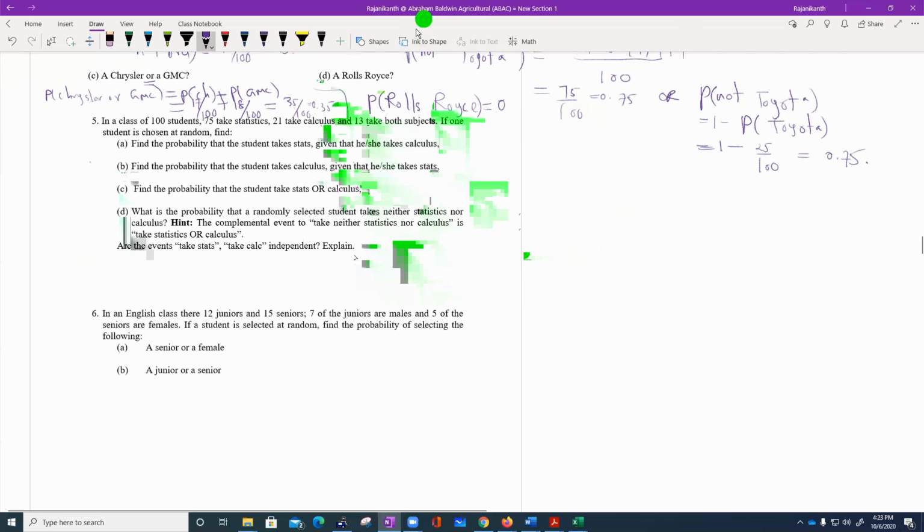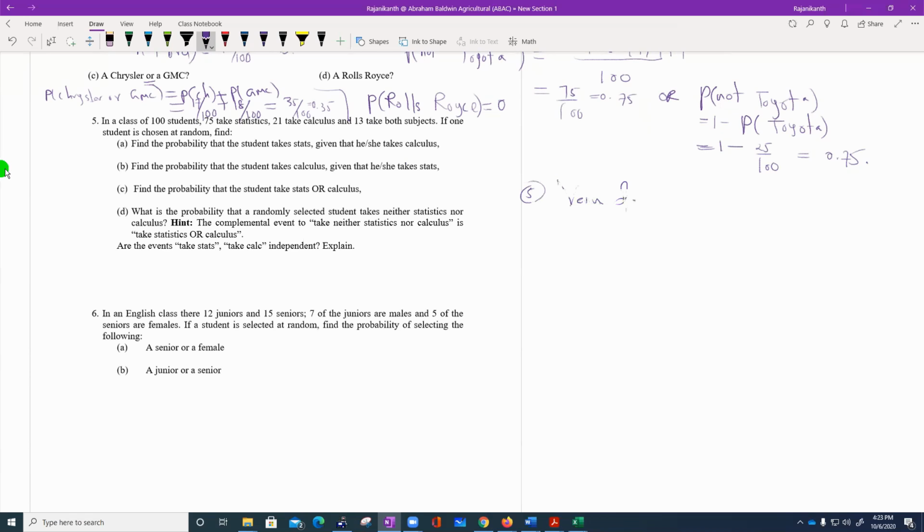Let's look at number 5. For number 5, I'm going to make a Venn diagram. A Venn diagram will make this kind of problem easy to do, right? For number 5, I'm using a Venn diagram.